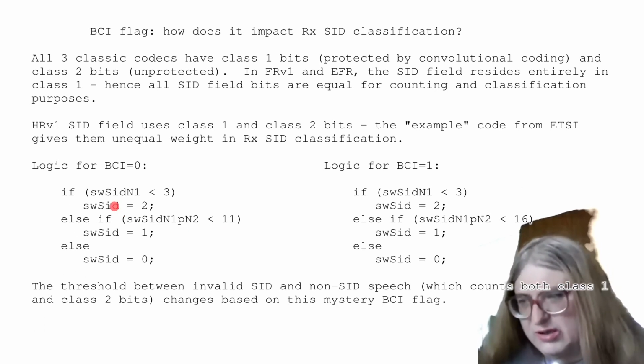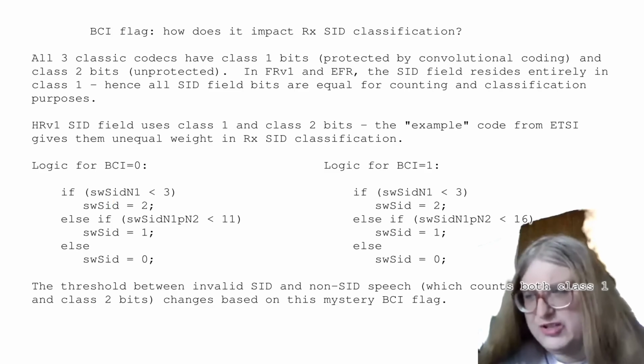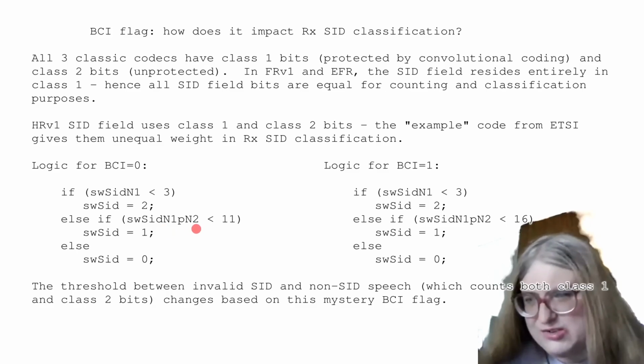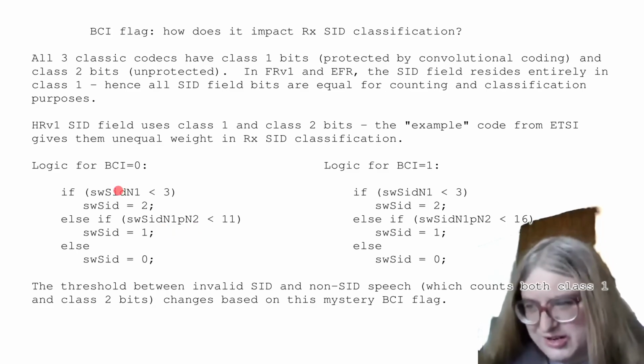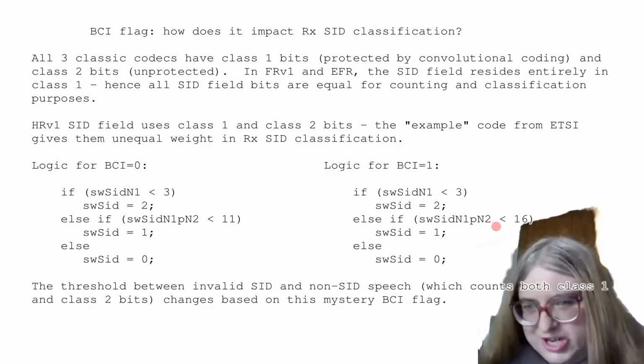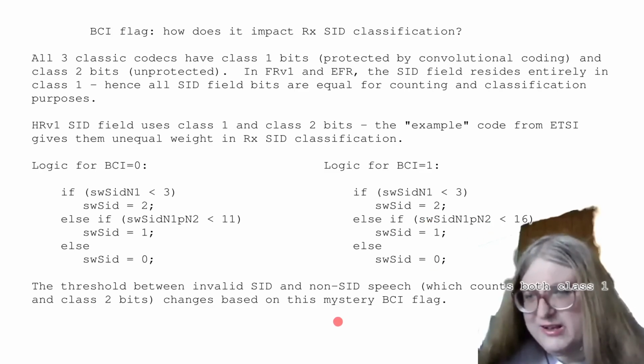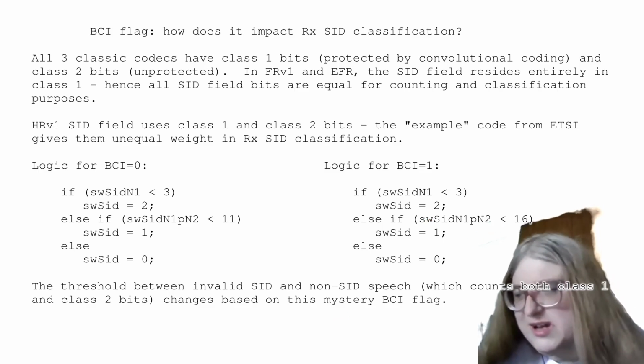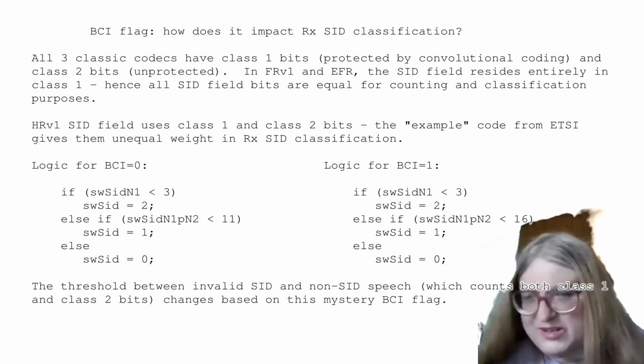So the function does the bit counting: how many class 1 bits are in error, then how many class 1 plus class 2 bits are in error. And then these are the thresholds. The valid seed threshold is the same, but the threshold between invalid seed and non-seed speech changes with the BCI flag. But again, what is this BCI flag? What is this mystery here?